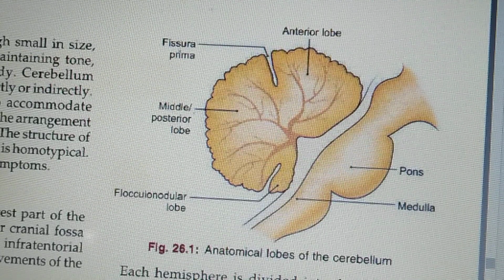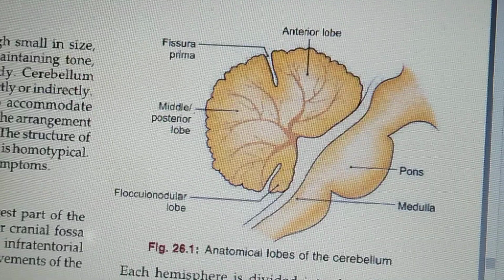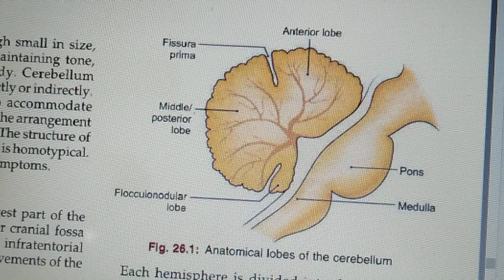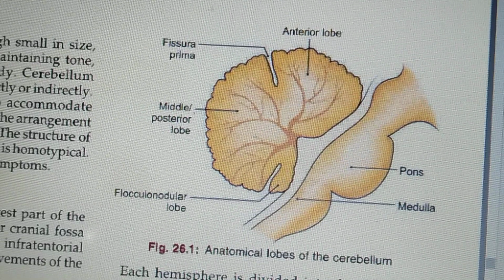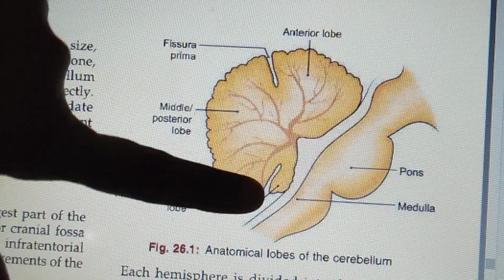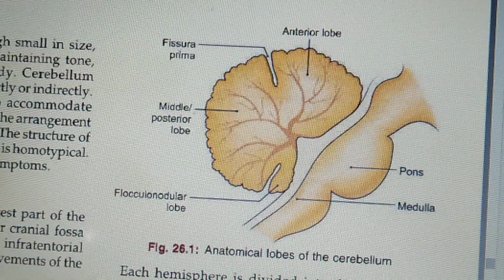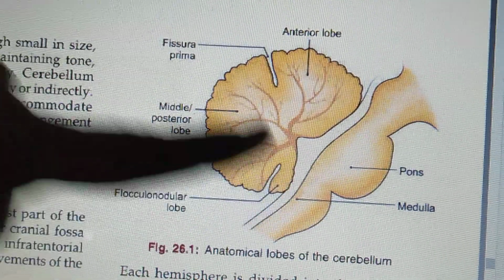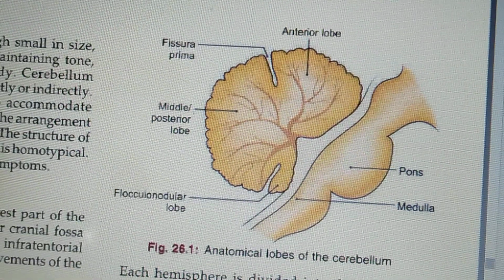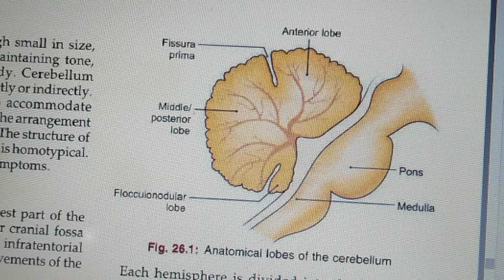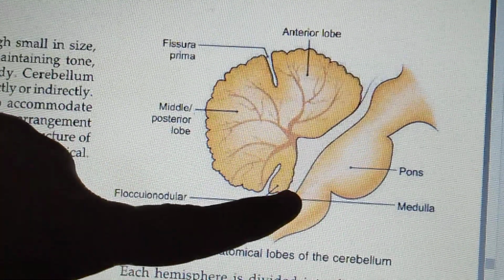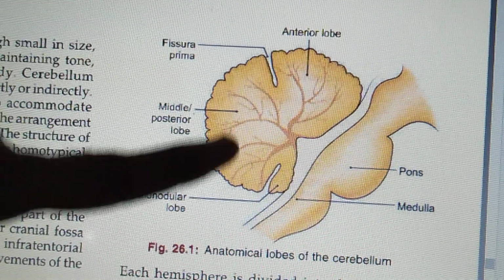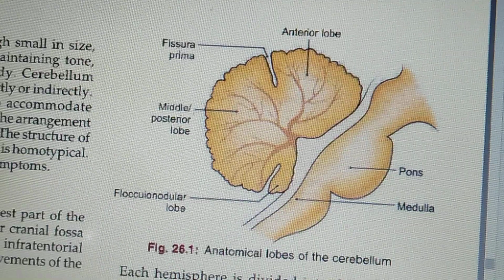The middle lobe, sometimes also called the posterior lobe, is the largest of the three lobes. It is limited in front by the fissura prima on the superior surface, and posteriorly on the inferior surface by the posterolateral fissure. The flocculonodular lobe is the smallest lobe of the cerebellum. It lies on the inferior surface in front of the posterolateral fissure.